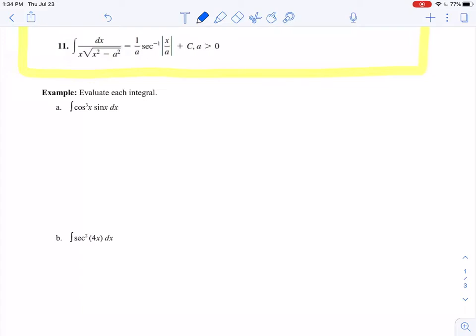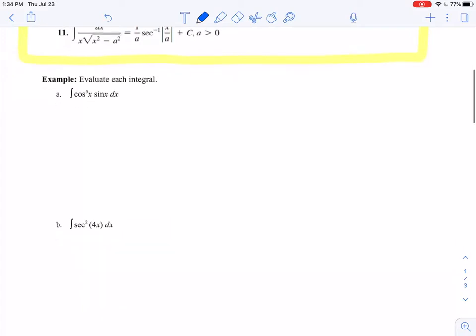of some trig integrals. So here I want to evaluate each integral. First up, I have cosine cubed x times sine of x dx. I would like to integrate this function. Here it might help to remember that when we write cosine cubed x, what that really means is cosine of x cubed times sine of x dx. And I think once we write it like this, it becomes a lot clearer. I know exactly what our u should be, that inside function. That should be our cosine of x.